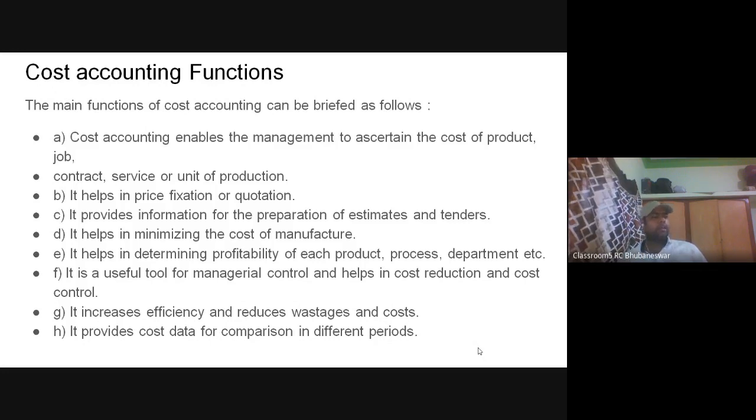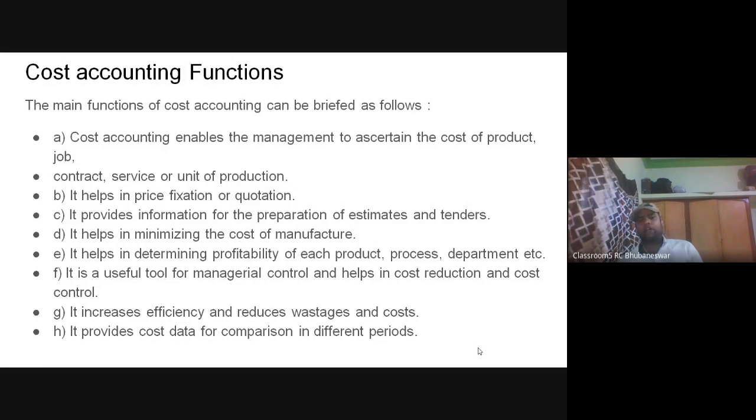So if you want, based upon the previous or historical figures, to prepare a budget, then it can be prepared through the help of this cost accounting. So we will be having each and every figure. So with some minor changes, they will be preparing a budget for the upcoming year. So it is done through the help of this one. Okay. Next, it helps in minimizing the cost of manufacture. So the cost of manufacture can be reduced. Reduction of cost is also one of the objectives or functions of this particular accounting.